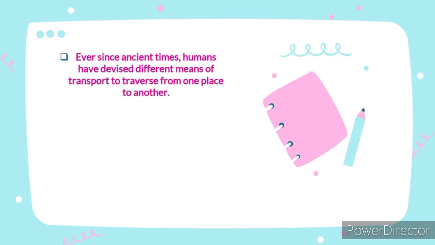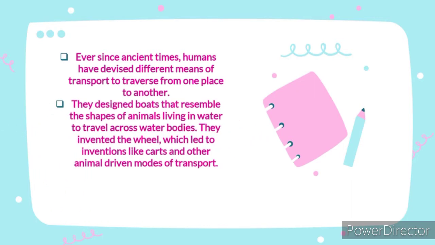And in order to carry some goods, they used to take help of animals, or carry the goods by themselves only. Then the revolution took place, and when the revolution took place, the wheel came into existence. Once the discovery of the wheel took place, other things like carts and bullock carts, different things that are driven by animals, those modes of transport came into existence.